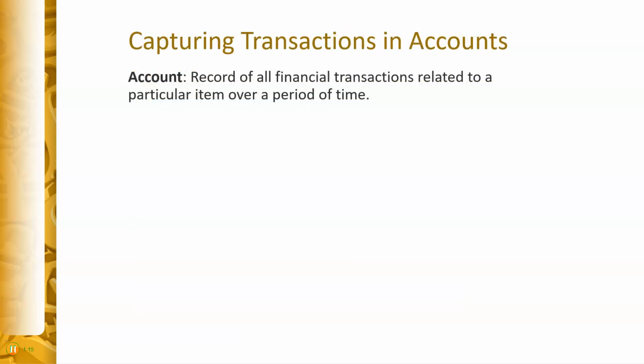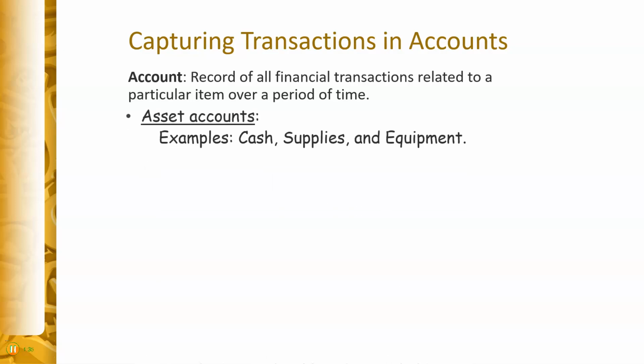An account is a record of all financial transactions related to a particular item over a period of time. So, if you look at a financial statement and you see the cash account and the amount doesn't look right, you would first go and look at the account and look at the types of transactions that have occurred.